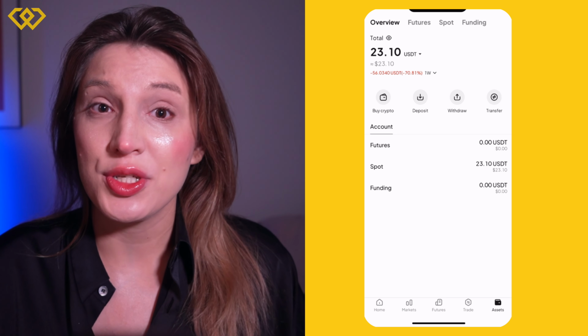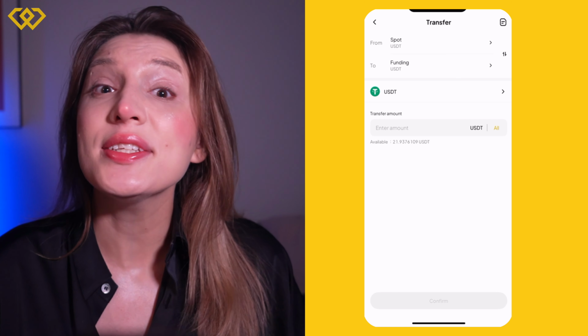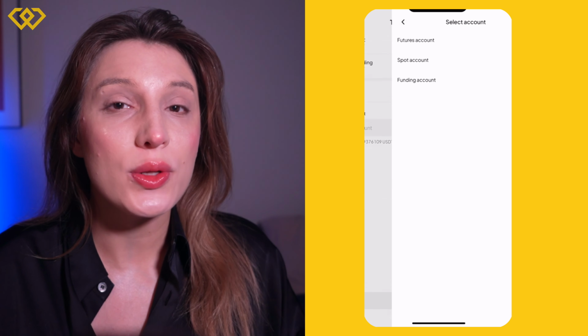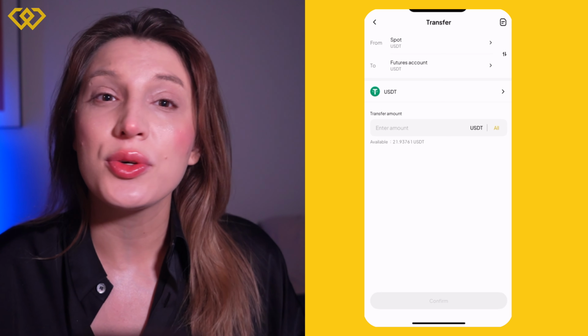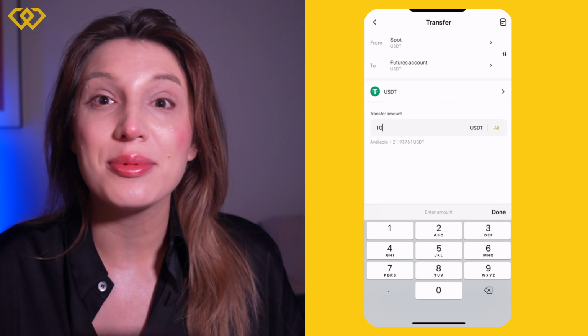To trade futures, you need funds in your futures wallet. Tap Wallet, select Transfer, and move USDT from your spot wallet. Think of it as fueling your car before a drive. Only use funds you're comfortable risking.